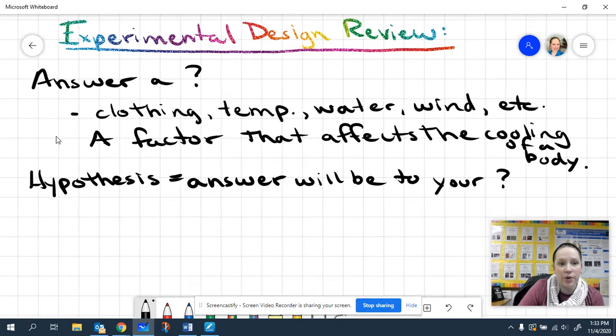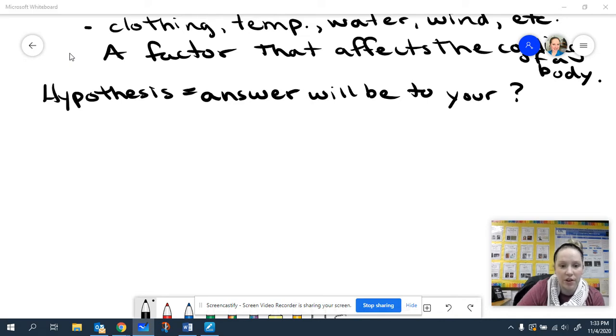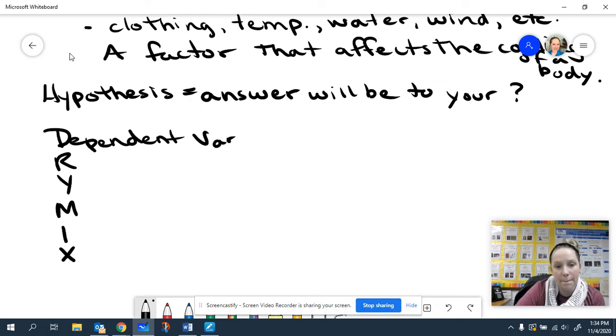So I shared with you a couple lessons ago about DRY MIX. So I'm going to change my color here. DRY MIX is an acronym that I use to help remember what variable goes with each thing, and if I had to graph it, where it would go. So the dependent variable is the one that responds to what you change. And then if you were graphing this, which we will eventually, it's going to go on the y-axis.